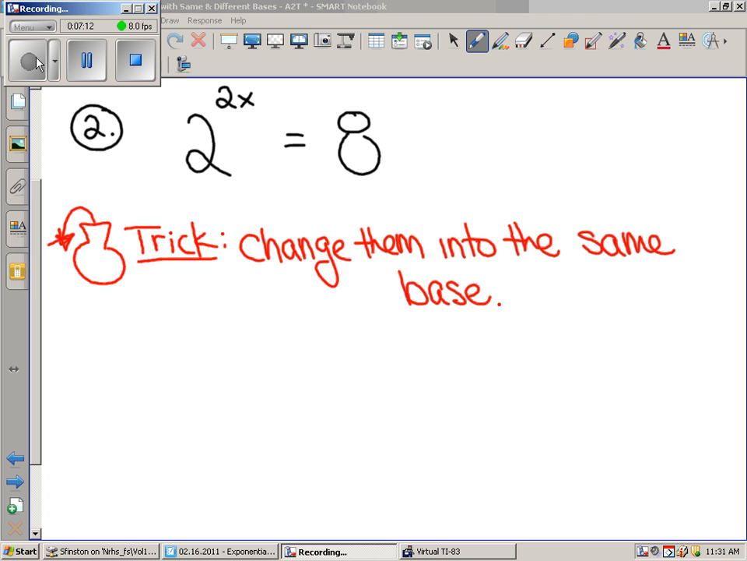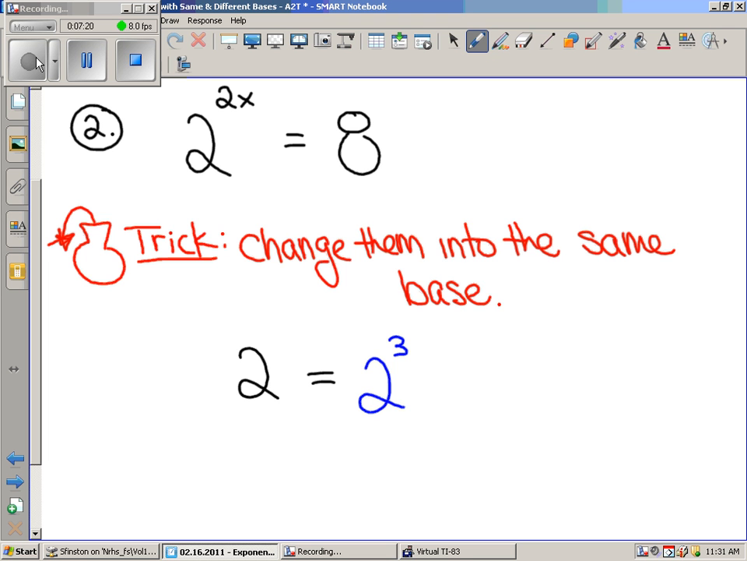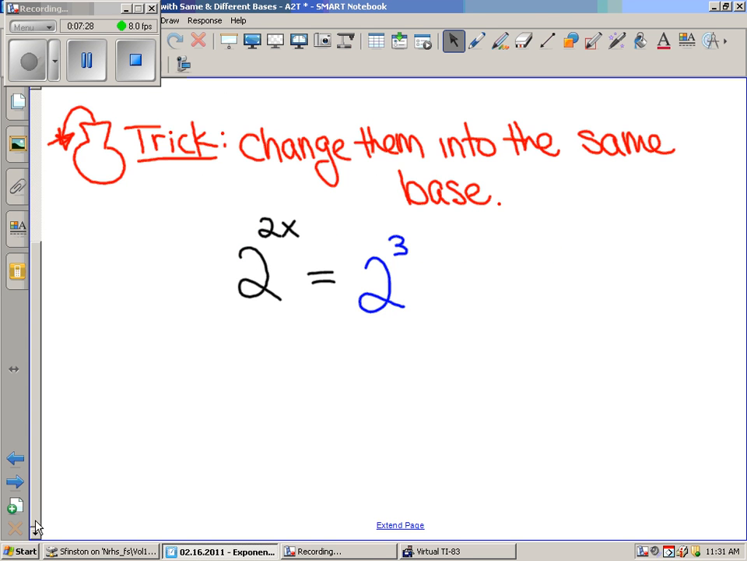Turns out 8 can be rewritten like this. Isn't it worth just as much? It's of equal value. How did I know how to do that? Well, part of tomorrow is we're going to practice rewriting things in terms of equal expressions as powers. That's easy. Now they're the same bases.